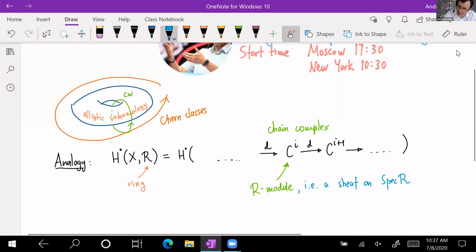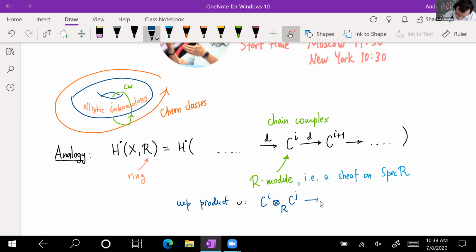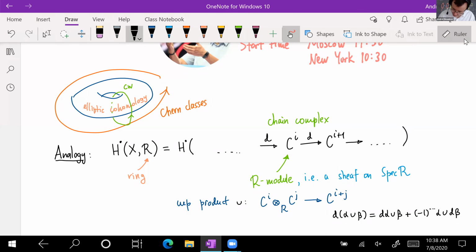And then further, in this complex there is also a cup product, maybe less important, but still. The cup product takes C^i tensor, it's R-linear, so tensor product over R with C^j, goes to C^(i+j), and it satisfies the usual rule that the differential of alpha cup beta is the differential of alpha cup beta plus minus one to the degree of alpha, alpha cup differential of beta. So this would be an unfortunate choice of notation. It's hard to tell my d from my alpha.